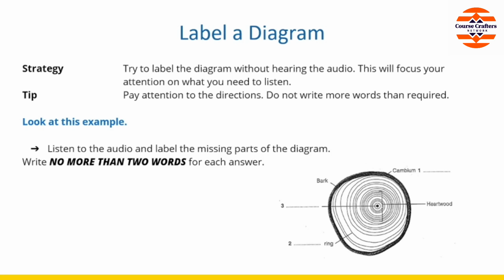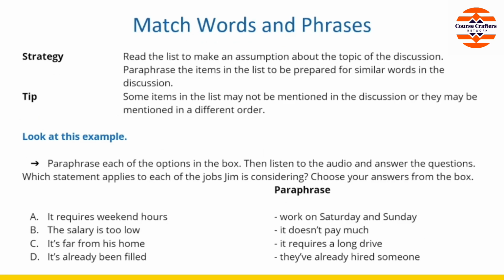So make sure to write 1 or 2 words when you are completing a labeling diagram kind of task. Matching words and phrases: when we have this task, we need to read the list to make an assumption about the topic of the discussion.